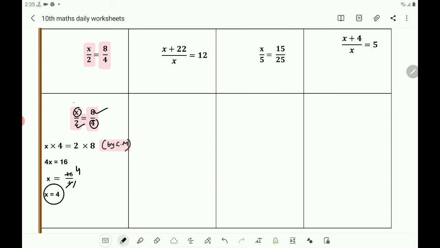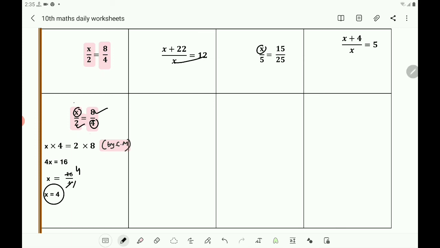Here also do the cross multiplication. This into this. x plus 22 equals 12x you will get. And transfer that 12x to the LHS and 22 to the RHS. You will get 11x equals minus 22, minus 11x equals minus 22, and x equals minus 22 by 11, which is equal to 2.